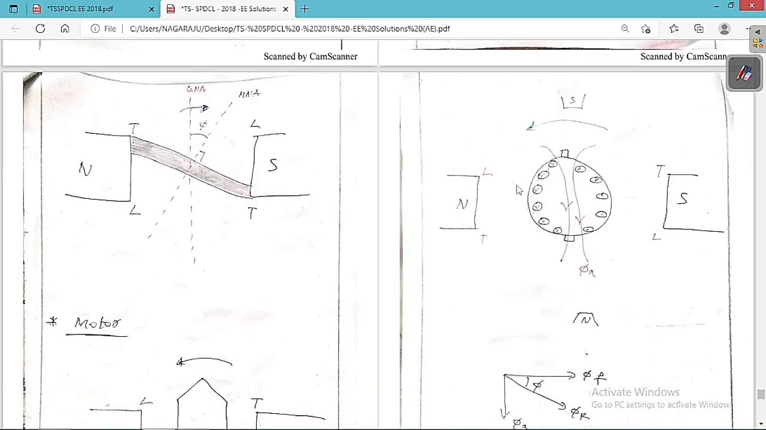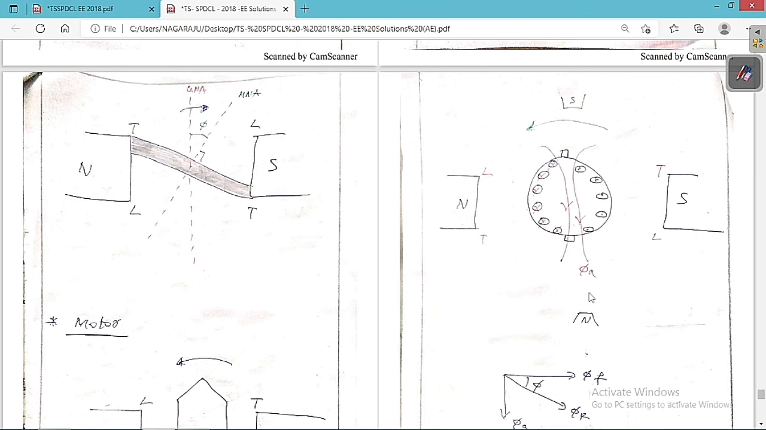So the conductors near the north pole will have a cross mark and the conductors near the south pole will have a dot. I already told you, if you keep your thumb in the direction of the current and hold your fingers, you are going to get the flux in this direction. This is called the armature flux and this is the main field flux. So you can see clearly that the flux is from up to down. So we have to approach this one.